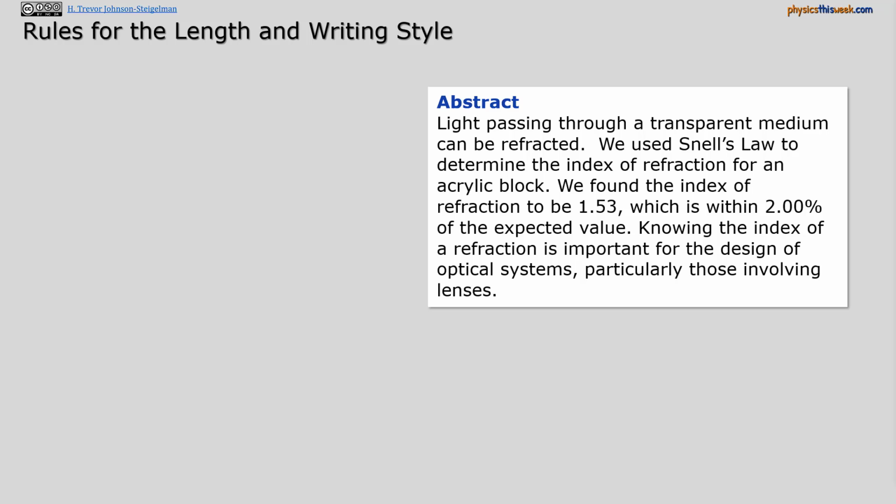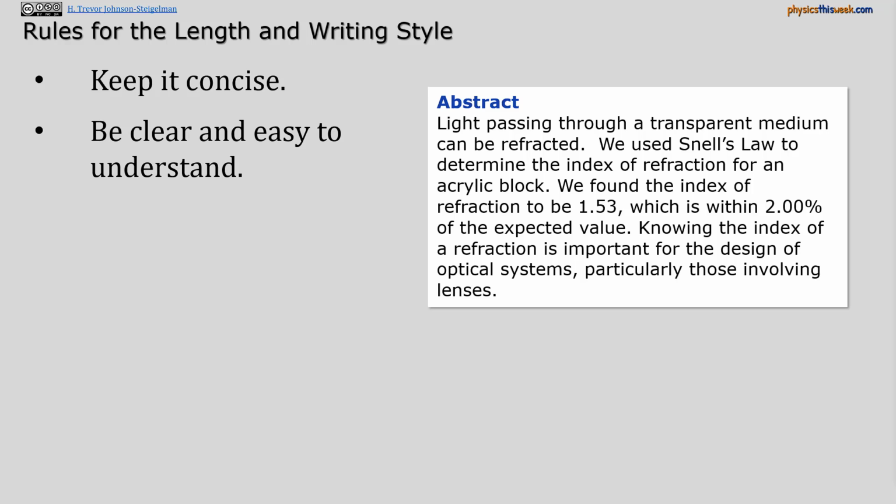Here are a few rules for the length and writing style of an abstract. Abstracts are usually limited to around 250 words, so it is important to be concise and to the point. The example here is only about 60 words, but it might only be part of an actual experiment. Make sure the abstract is easy to understand and free of errors. It should be written in a way that is accessible to a wide audience, including those who are not experts in the field.